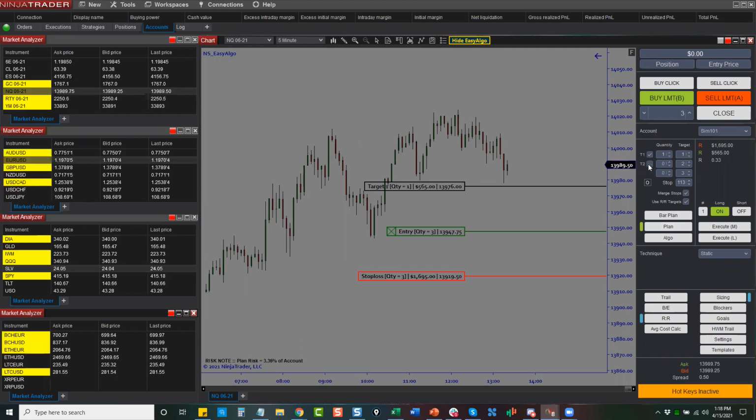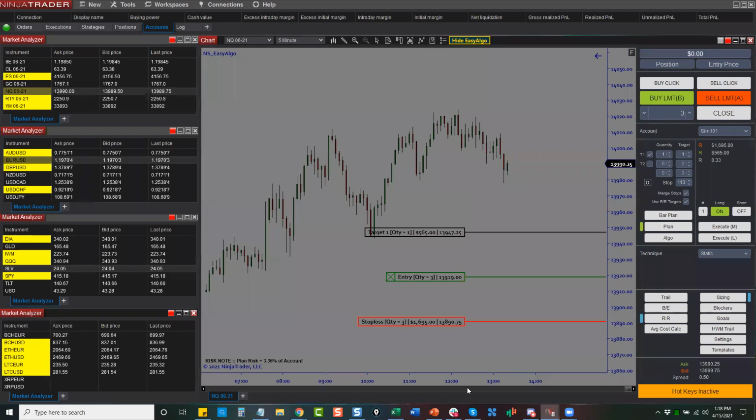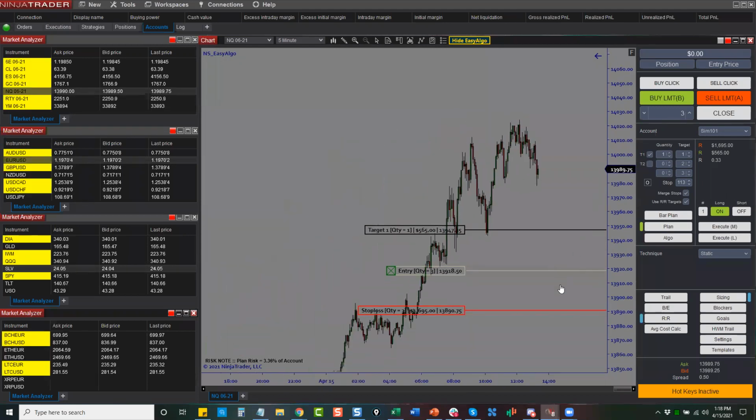Okay, now we can do this. Let's just take this out here for a second. There's a 1-to-1 R multiple trade right there. I moved the plan down, but let's say I wanted to plan 2 trades at once.